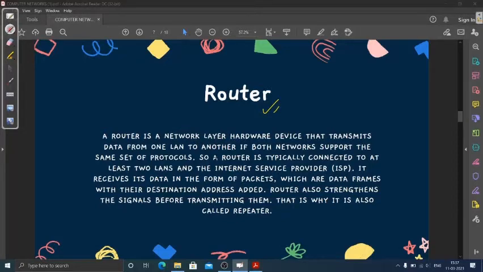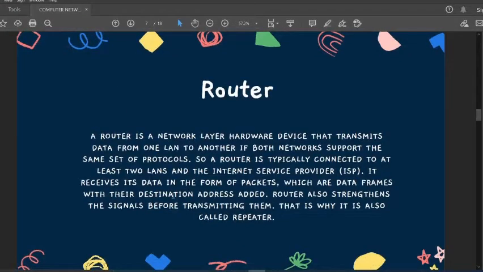So a router is a network layer hardware device that transmits data from one LAN to another if both networks support the same set of protocols. Now what does that mean? The important point to focus on here, which makes it different from any other networking device, is that it works on the same set of protocols.